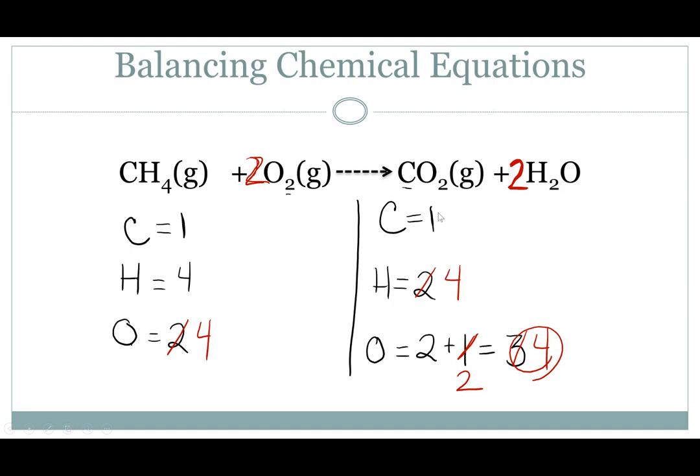So 1, 1, 4, 4, 4, 4. This is a balanced chemical equation. So this is how the equation happens. I have 1 molecule of CH4 reacts with 2 molecules of oxygen to produce 1 molecule of carbon dioxide and 2 molecules of water.